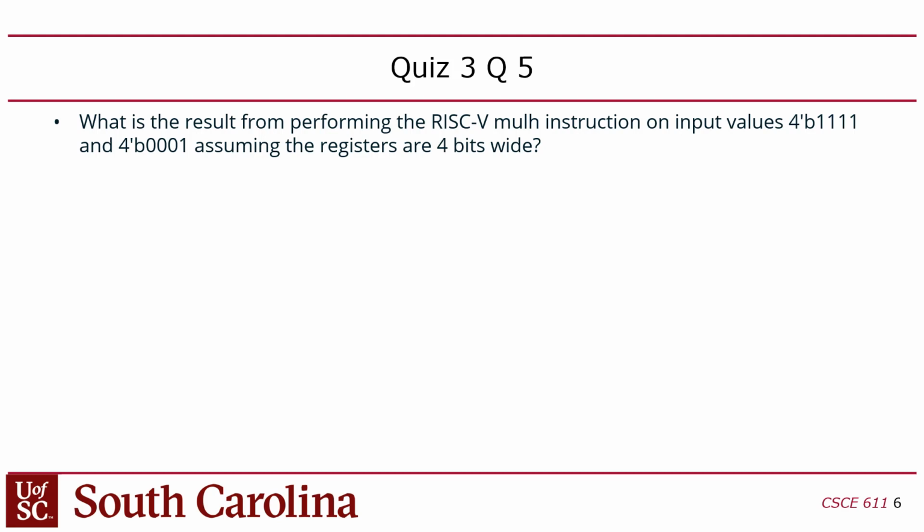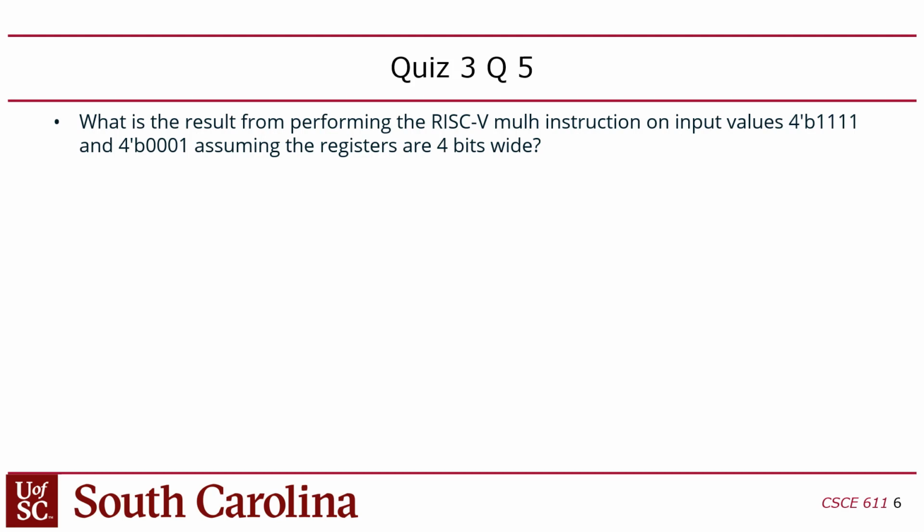MULH. Okay, so what's going on here? We're basically multiplying -1 times 1, right? If they're signed and they're 4 bits, right? So -1 times 1 is going to be -1. So the MULH should give you what? Yeah, all 1s, right? Because it'll just be the sign bit, right? But if it was a MULHU, then we're multiplying 15 by 1, right? So the upper bits after the MULHU would be what? Would be all 0s, right?